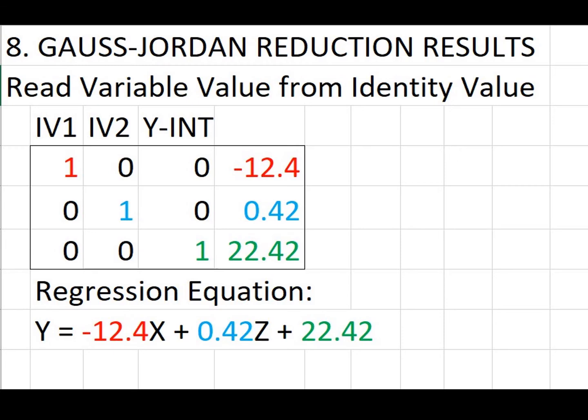So here the regression equation is y, the predicted value, the dependent variable, is equal to minus 12.4, that's the slope, times x, plus 0.42, that's another slope, also called a coefficient, multiplied against, in this case, z, which is the second independent variable, plus the y-intercept, where the regression line crosses over the y-axis at 22.42. So this is our regression equation. We can insert values for x and z, and then use it as a function to make predictions about the value of y.